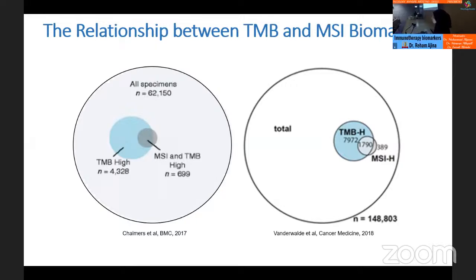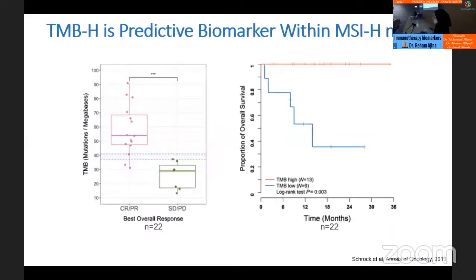What I want you to consider here is that there is a great overlap, but it's not 100%. So there are some patients who are MSI high, but they were not TMB high. The same exact result was reported the year after, so in 2018, by a different group with an even larger number of samples. So how do we move that into the clinic?